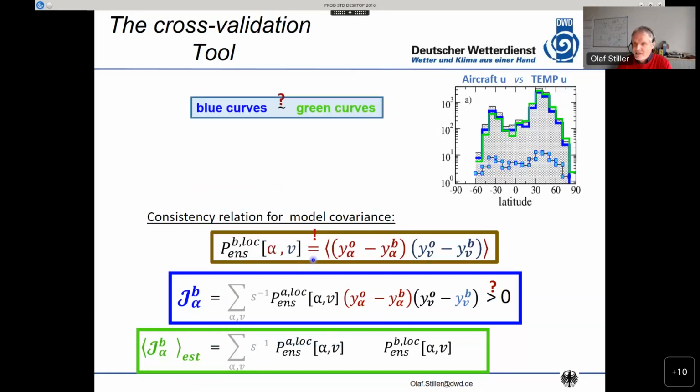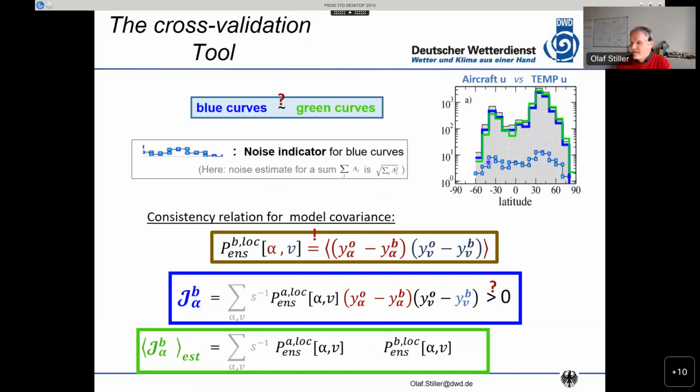So for me, cross-validation means comparing in these graphs the blue and the green curves, but of course there are other curves produced by this diagnostic tool, and an important one is the sine squares, which is a noise indicator. And if the blue curve gets anywhere close to this sine curve, you have to worry strongly about statistical significance.